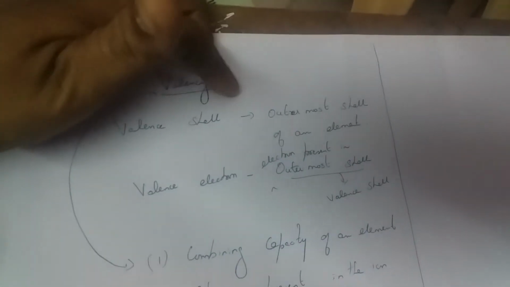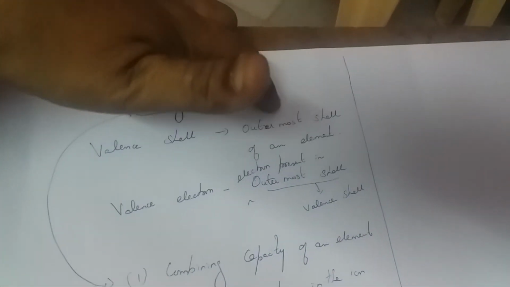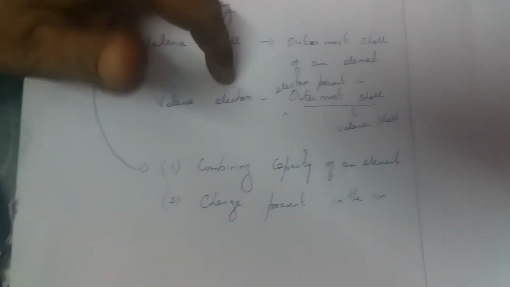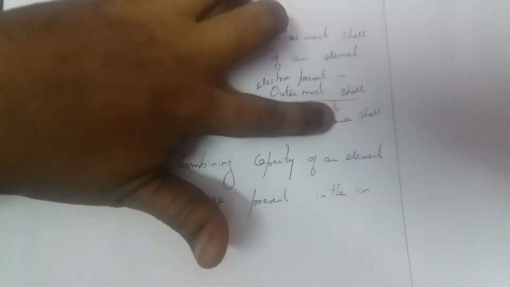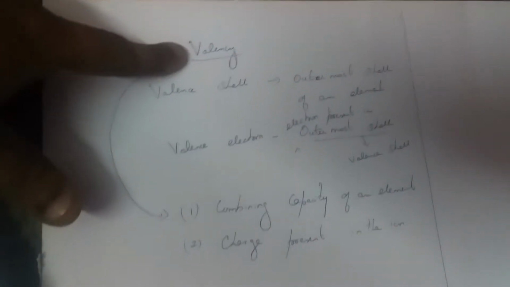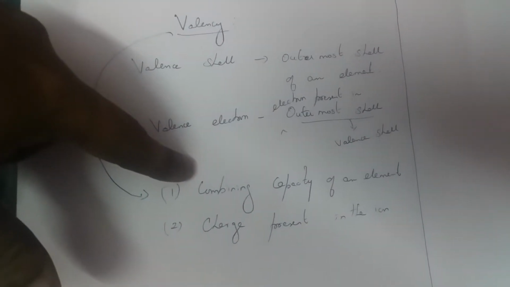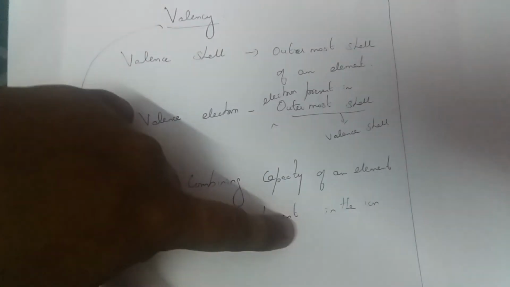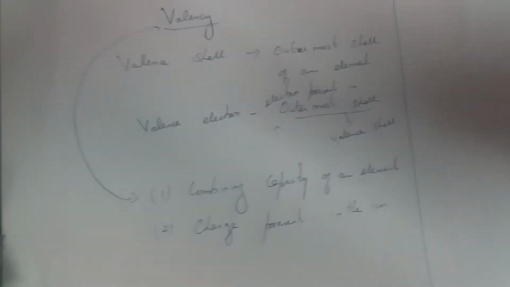First we saw valence shell is nothing but the outermost shell of an element. Next, valence electron is nothing but the electron that is present in the valence shell. Next, valence C is nothing but the combining capacity of an element or the charge that is present in the ion. First we are going to see some examples.